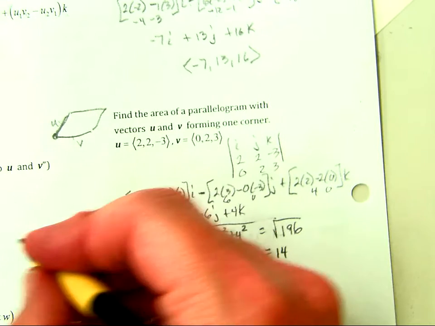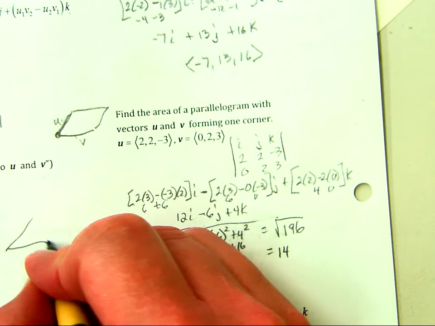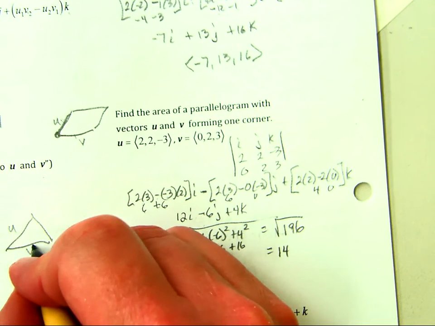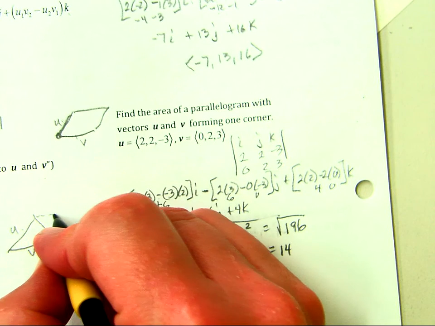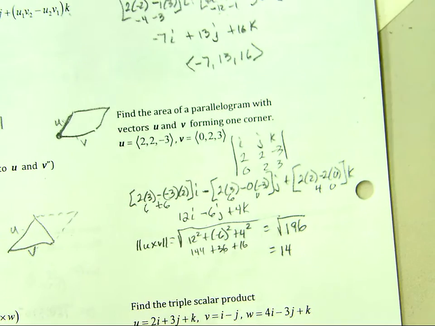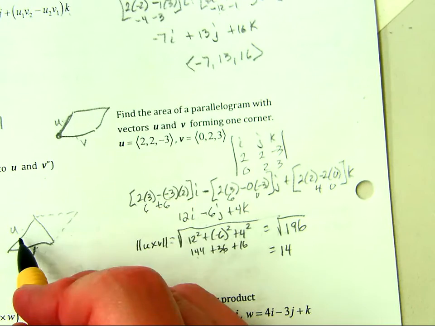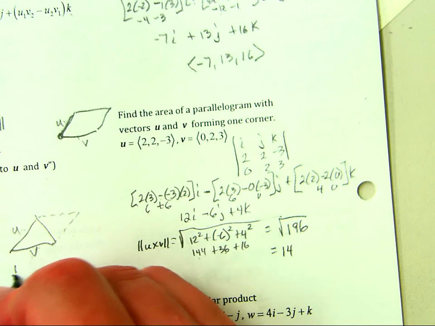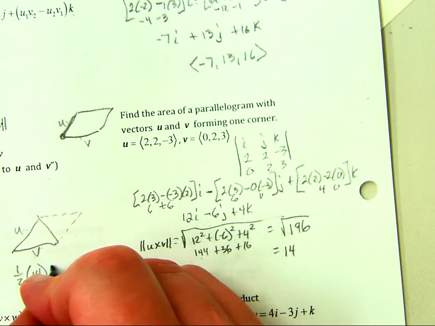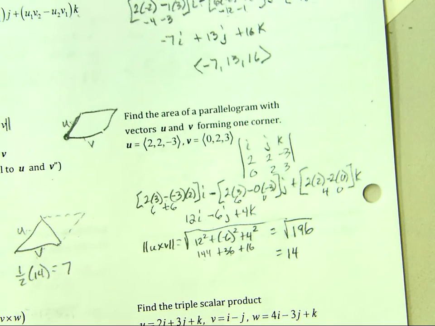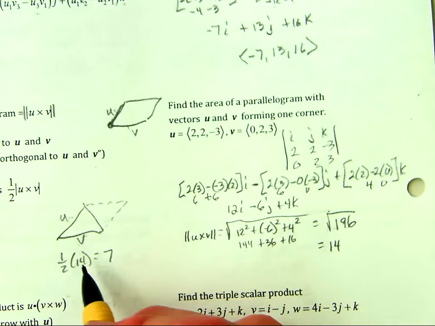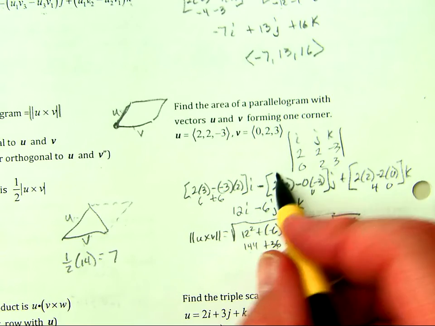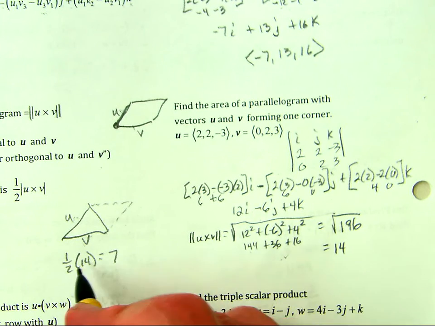If we had done the same thing, let's say this was a triangle, and I knew this side was U and V. We could use this for the area of a triangle, because a triangle is actually half of a parallelogram. So if this was a triangle with those same two vectors for U and V, we'd take half of 14, and our area would be 7. So if you're given the vectors that form one corner of a triangle, you just take the cross product, find the magnitude, and whatever you get, take half of it.